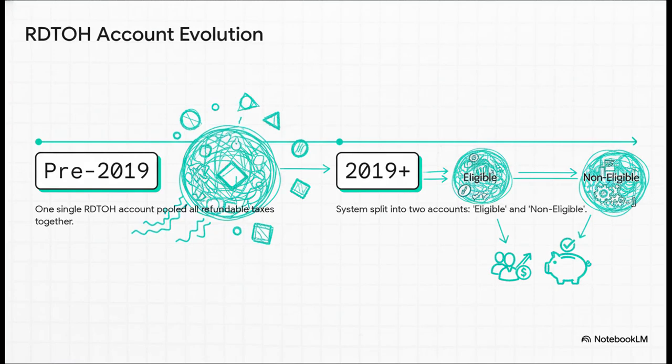Well, this is where it gets a little more, shall we say, interesting. Before 2019, it was a bit simpler. There was just one RDTOH account where everything got pooled. But in 2019, the system was split into two separate accounts, an eligible RDTOH and a non-eligible RDTOH. The reason for this change was to better match the type of dividend being paid out with the underlying pool of income it came from, all in the name of achieving a more perfect integration.